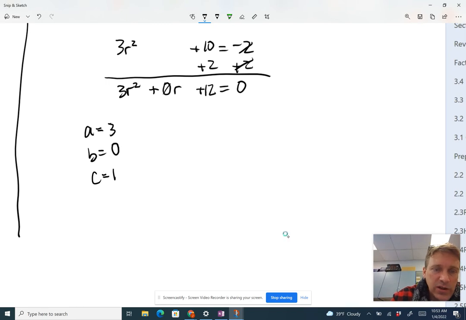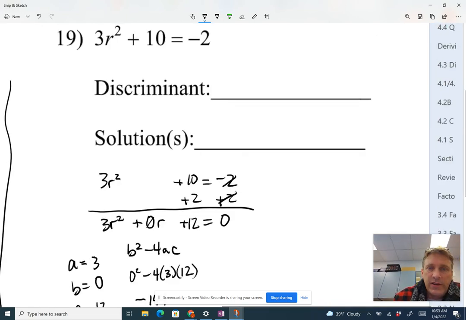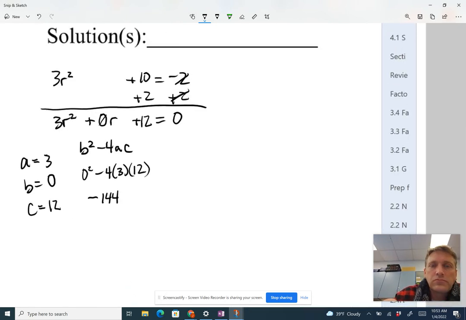C equals 12. So in our discriminant, b squared minus 4ac, b is 0 squared, minus 4 times a, 3 times c, which is 12. And when you put that in your calculator, or do it by hand, that comes out to be negative 144. So our discriminant is negative 144. Since it is negative, we're going to have two imaginary roots, or non-real roots at least.